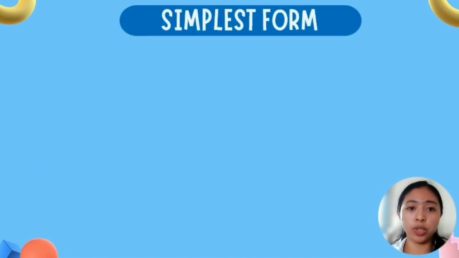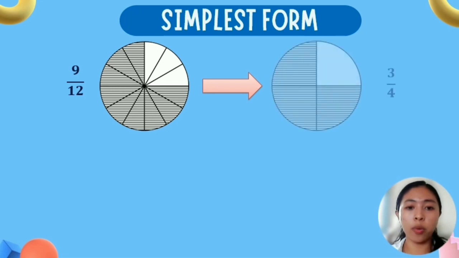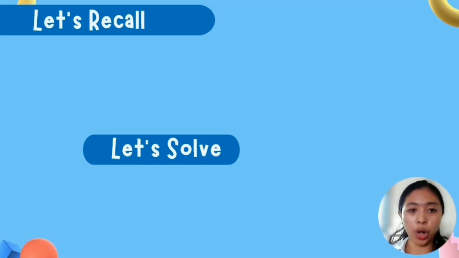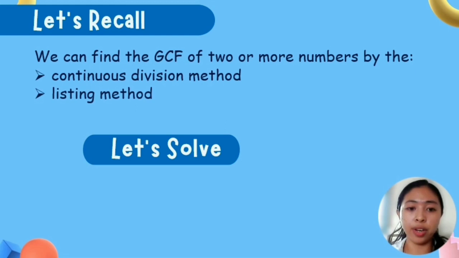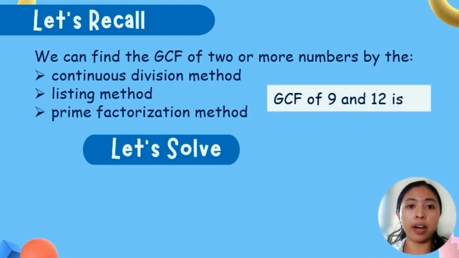We need not illustrate the fraction and minimize the number of divisions in order to express it in its simplest form. Like this, 9/12 is equal to 3/4. The easiest way to do this is by dividing both the numerator and denominator by their greatest common factor, or GCF. As we recall, we can find the GCF using any of these methods: continuous division method, listing method, and prime factorization method.